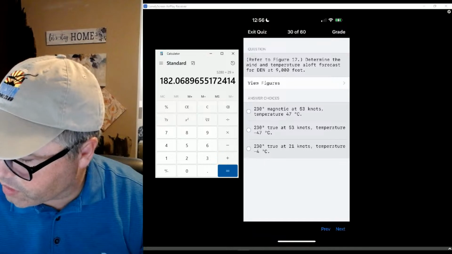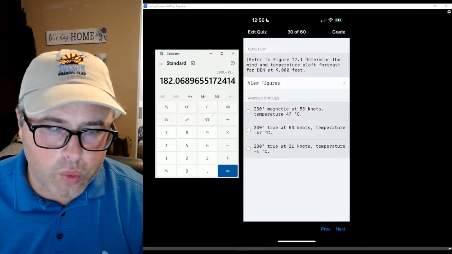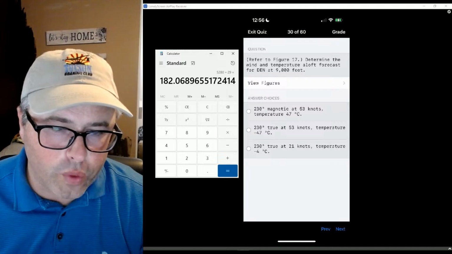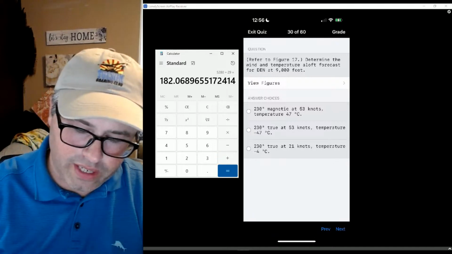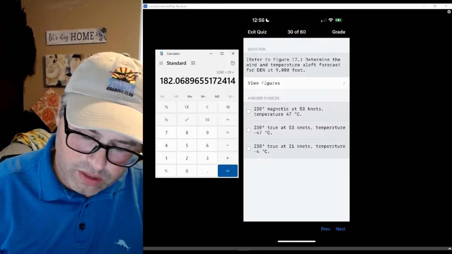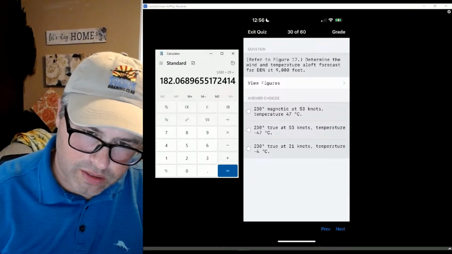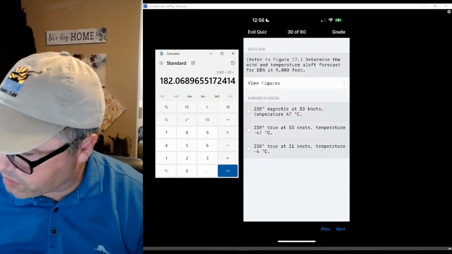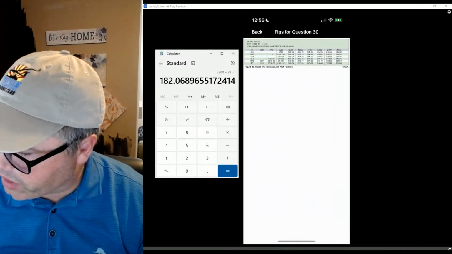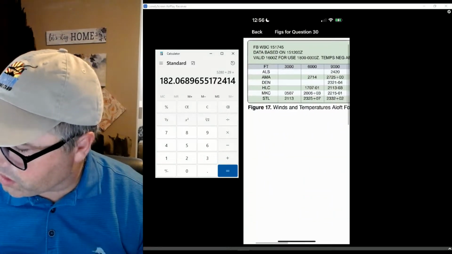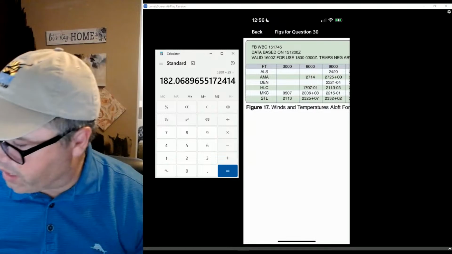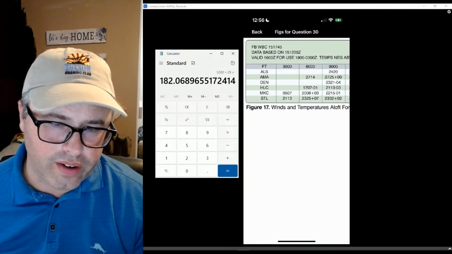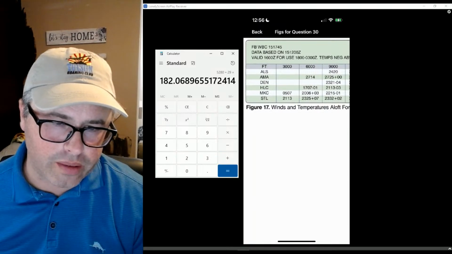Referring to figure 17, determine the wind and temperature aloft forecast for Denver at 9,000 feet. So Denver, 9,000 feet. And then we just have to read it. It's going to be one of those read ones. So here's our winds and temperatures aloft forecast. Denver is the third one, 9,000 feet.